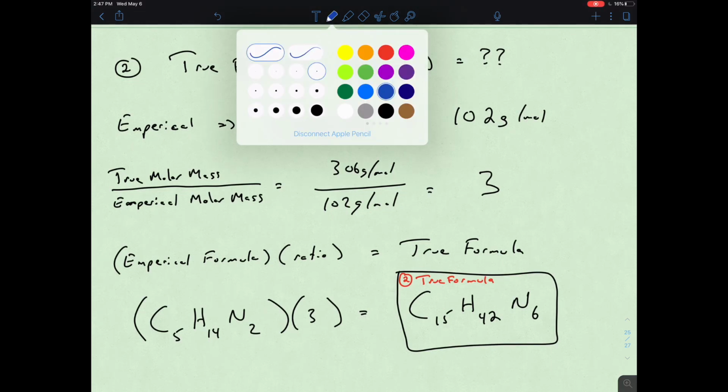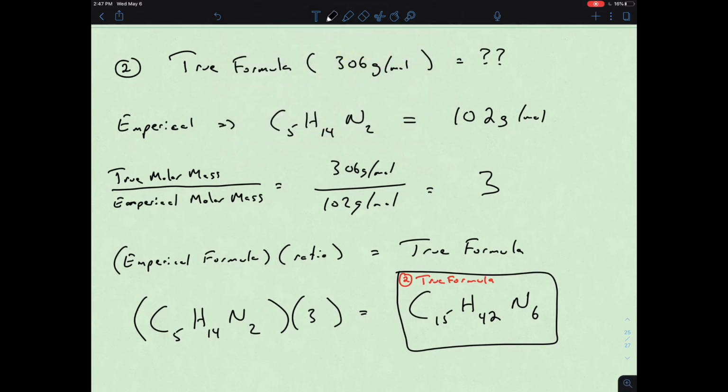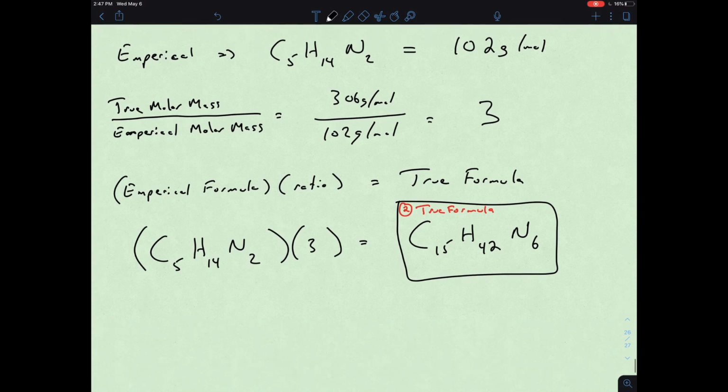The third version that we can see with this type of empirical formula determination is with a chemical reaction. So let's look at this example.